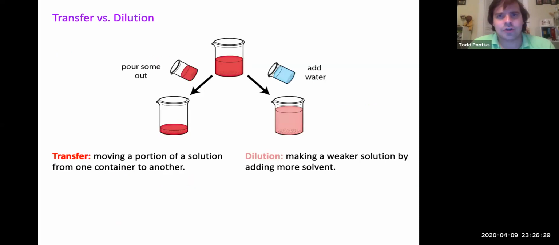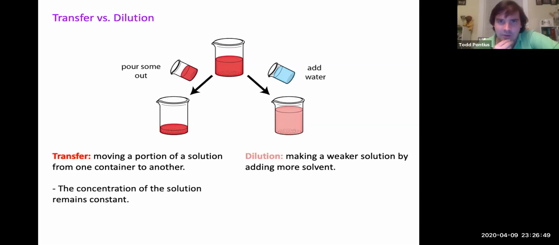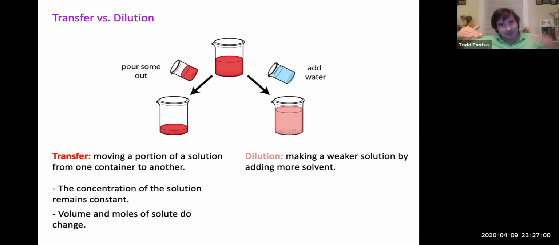So now we're going to talk about transfer versus dilution. These are 2 key phrases that are used when talking about preparing solutions, and they're very different. So transfer is when you take something from one vessel and pour it into another. If you pour something from one vessel into another, is the concentration of that liquid changing? Well, no, the concentration is going to remain consistent. However, the volume and the number of moles do change as you pour more out from your stock solution. The stock solution goes down, whatever you're transferring into goes up. Same concentration, but you're changing the number of moles and the volume.